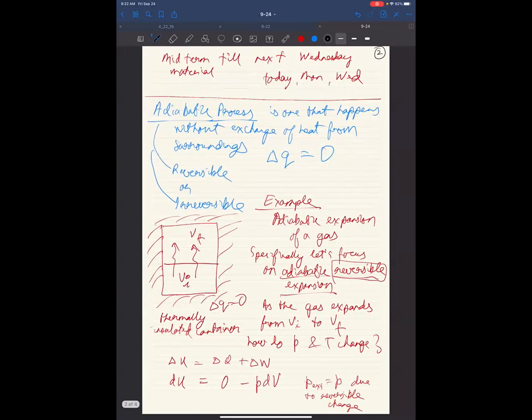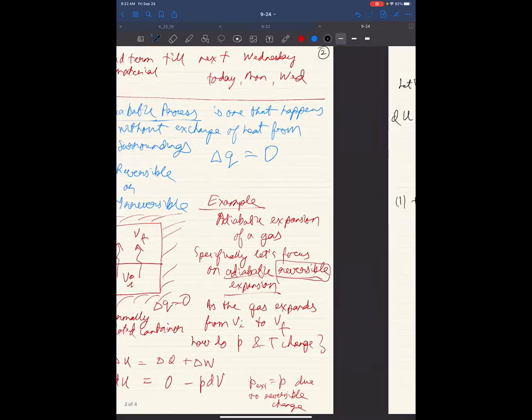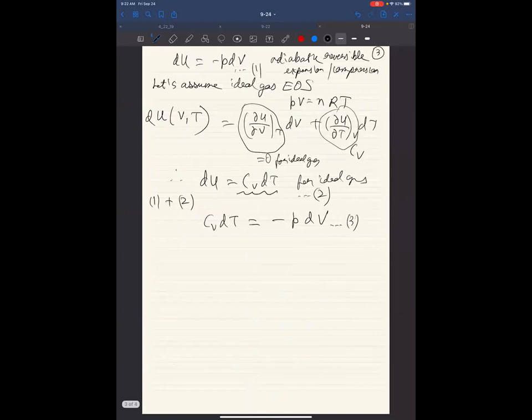What we want to do here is we are changing from volume initial to volume final, and we want to study how the pressure and the temperature change during this process when the heat change of the system is 0. So we have CV dT is equal to minus P dV. What should we do next? Again, we are working for an ideal gas.